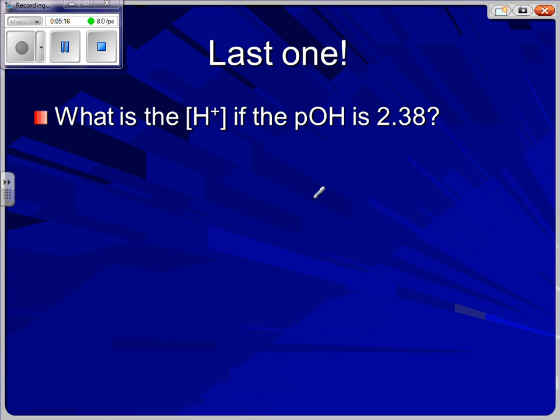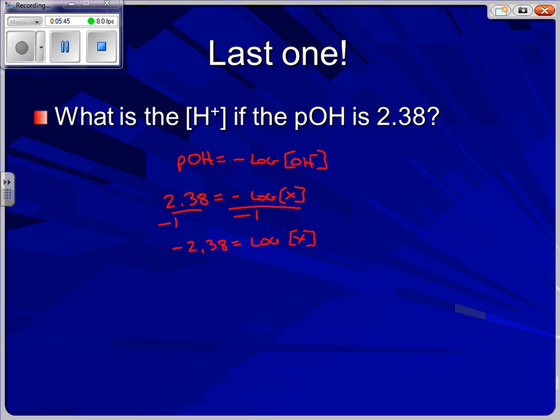Let's find my hydroxide concentration first. My pOH equals the negative log of my hydroxide concentration. I'm going to get 2.38 equals the negative log of X, is essentially what we're solving for. I'm going to divide both sides by -1. So the problem becomes negative 2.38 equals the log of X, which is my hydroxide. I'm going to divide both sides by log. Well, can't divide by log, but you can multiply by its reciprocal.